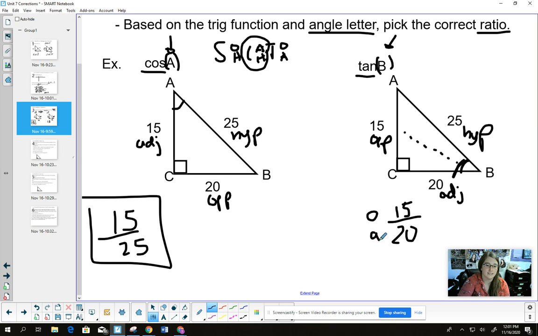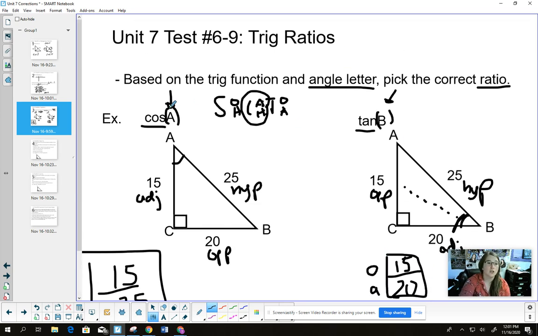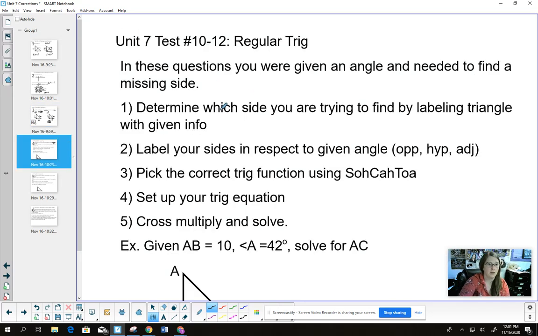Opposite over adjacent. So again, go back to your test. Look at those questions. You look at the letter. Based on the letter, label your sides. Based on the trig function, pick the correct fraction. Okay, 10 through 12 was regular trig.